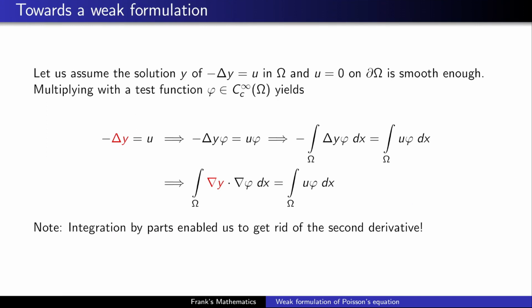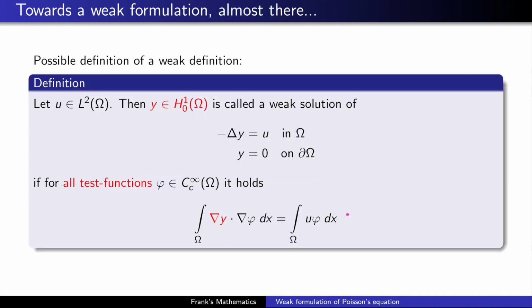Since our test function phi was arbitrarily chosen, this integral expression must hold true for all phi. And this now enables us to define a possible weaker solution of Poisson's equation. It is clear that if we have a smooth solution which satisfies Poisson's equation in its strong form, it also has to satisfy this integral equation for all test functions phi. It's the same idea as in the definition of the weak derivative. We now use this weaker formulation as a possible definition for a weak solution of Poisson's equation.